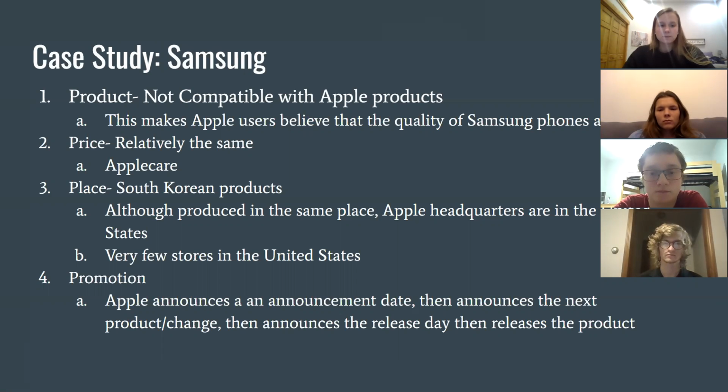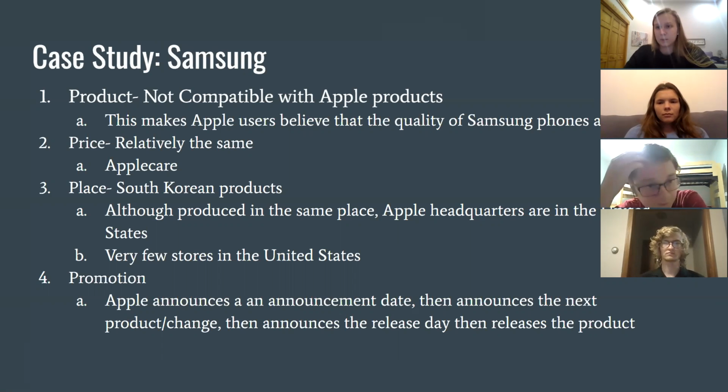And for promotion, Apple excels at this because Apple announces the announcement date. Then they announce the product on that announcement date. And then they finally announce when the product will be released. And then when the product's released, people will go sleep on the streets for days to get the new iPhone. This just goes to show this anticipation and buildup that promotes their products very well.